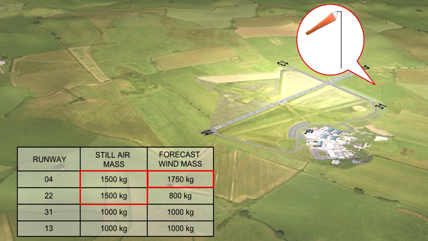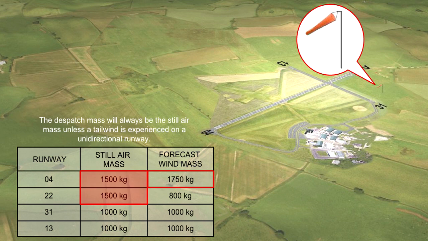The way to simplify the dispatch rule is always consider the greatest mass in still air and the greatest mass in the forecast wind conditions, and of the two take the lesser mass as the dispatch mass. Of the two, it is the still air mass that is usually the lesser mass, as shown in our example. The exception is when there is a tailwind on a unidirectional runway. A unidirectional runway is a runway whose direction for takeoff and landing is fixed in one direction, and in this case the maximum landing mass in the tailwind will be less than the maximum landing mass in still air.